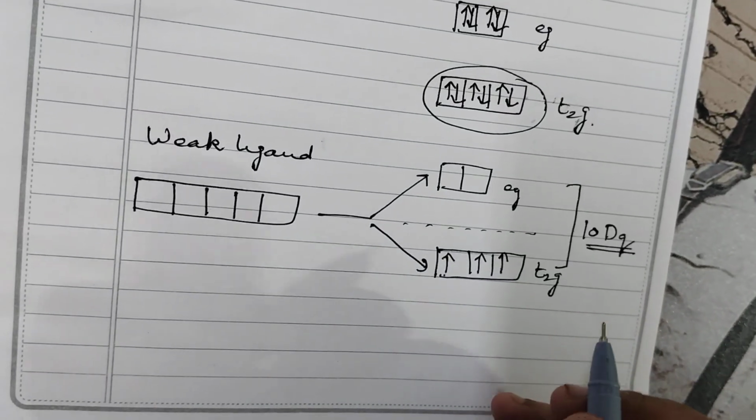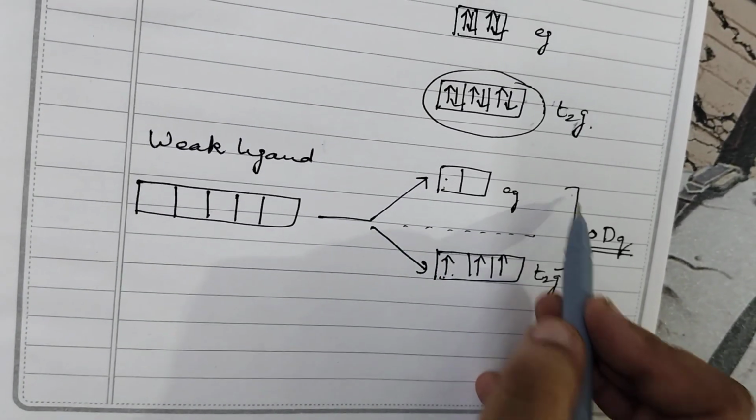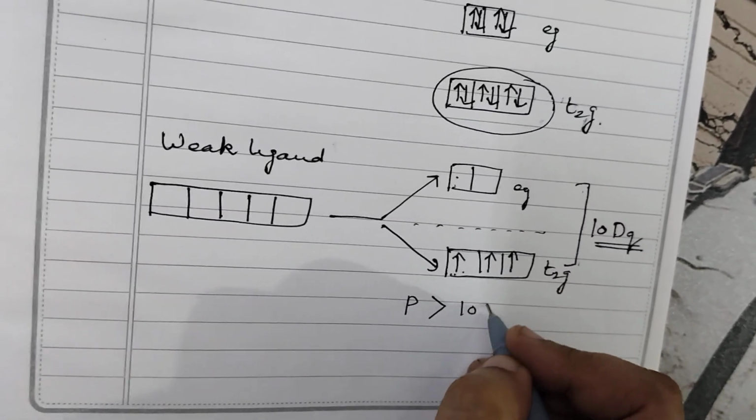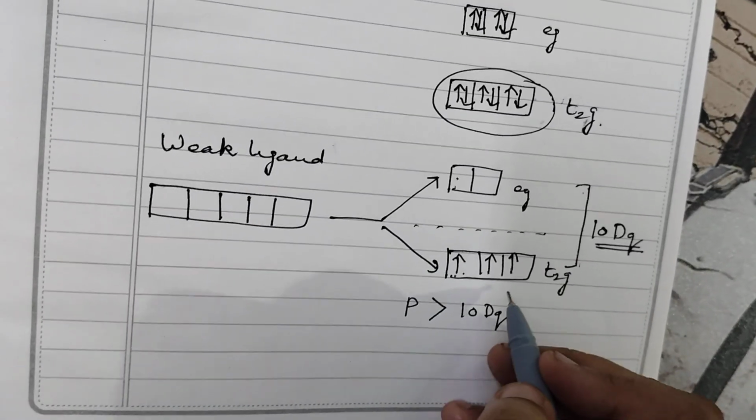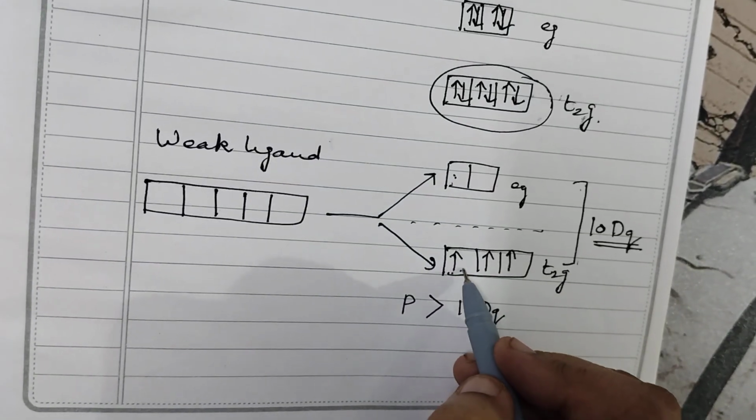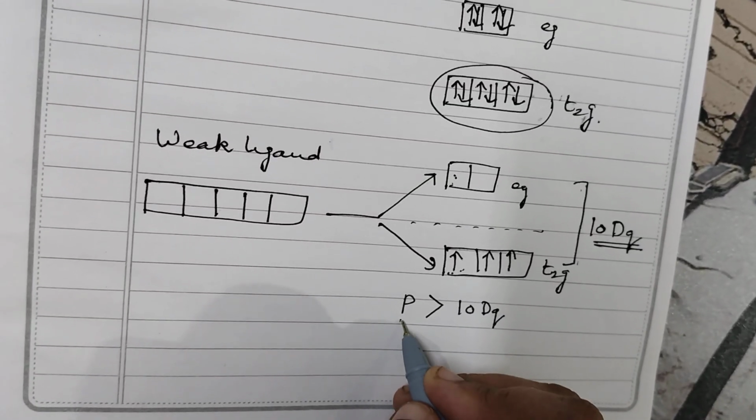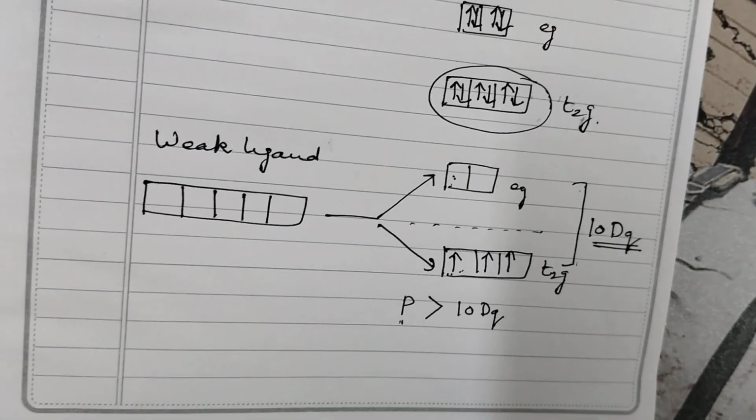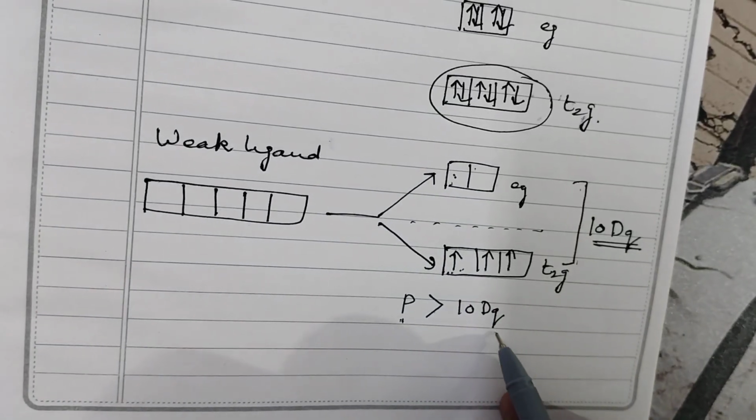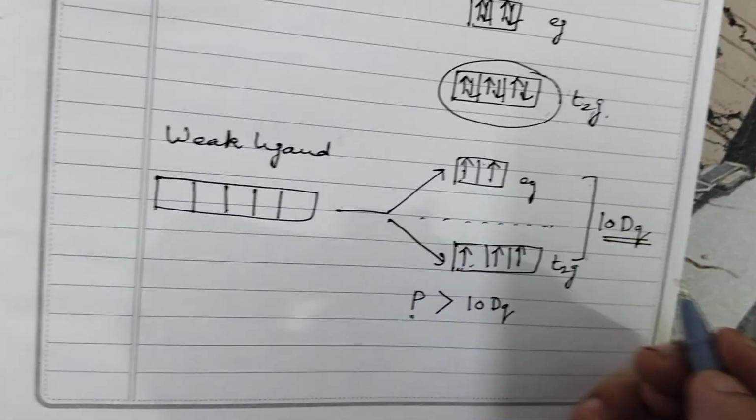Now the fourth electron has two choices. It can get paired up here or it can go to EG. Now this gap is small and the pairing energy is greater than 10 dq. That is, if the electron goes to EG, it will require less energy, and if it gets paired up here, it will require more energy. So when pairing energy is greater, the electron will try to go to EG rather than get paired up. So the fourth electron will come here and the fifth electron will come here.